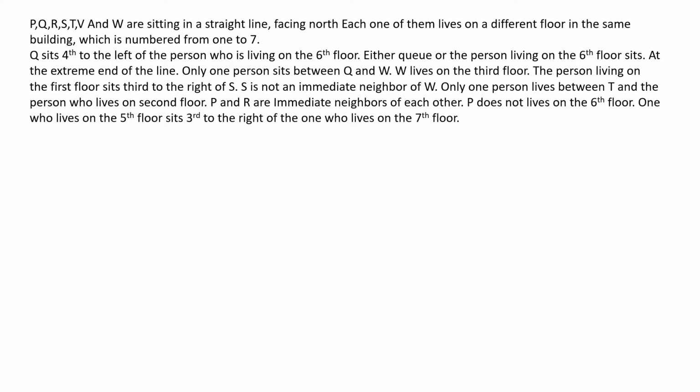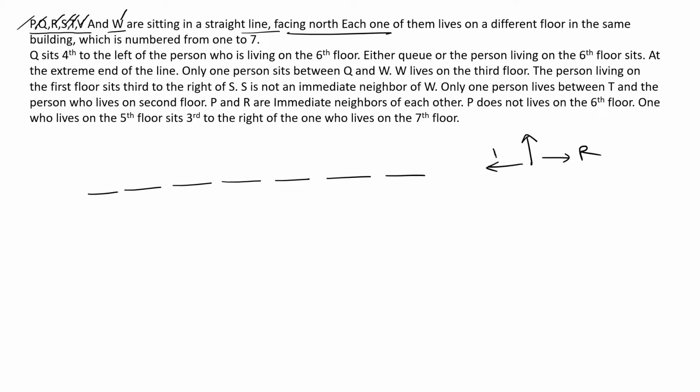See here. P, Q, R, S, T, V, and W. 1, 2, 3, 4, 5, 6, 7. We are having 7 people, sitting in a straight line facing north. If they're facing north, this will be their right and this will be their left.